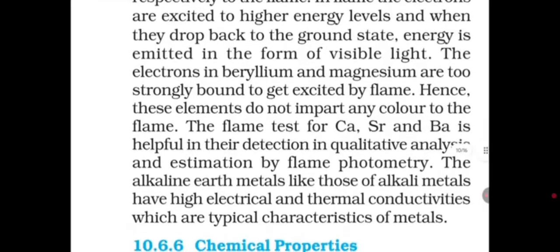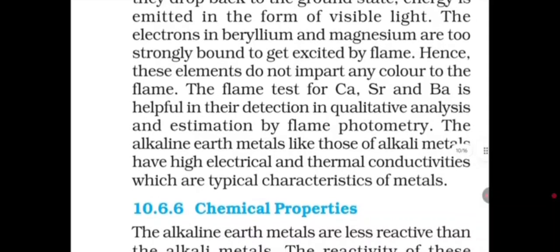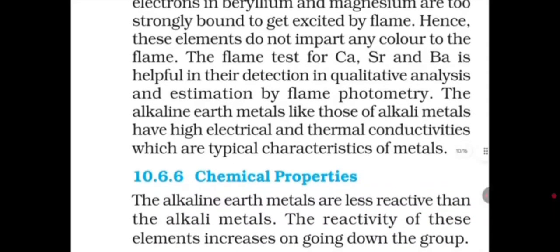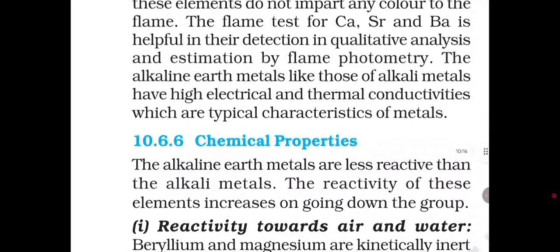In the flame, the electrons are excited to a higher energy level, and when they drop back to the ground state, energy is emitted in the form of visible light. The electrons in beryllium and magnesium are too strongly bound to get excited by the flame. Hence, these elements do not impart any color to the flame.